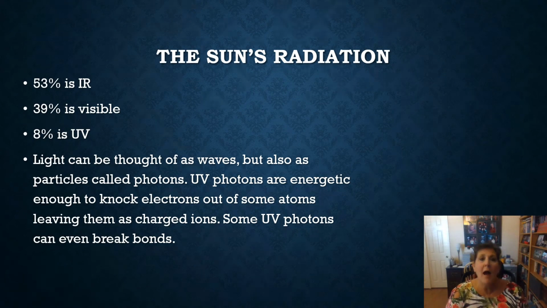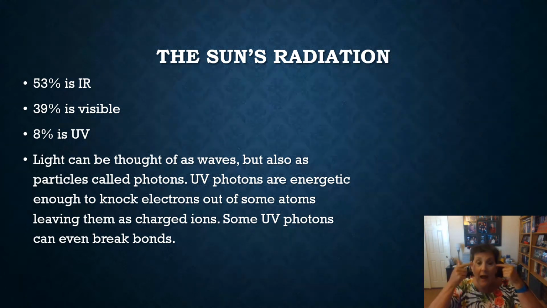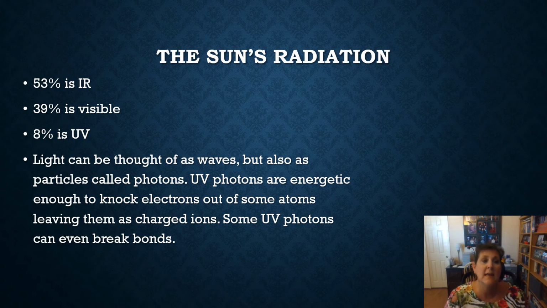So we're talking about radiation and waves and wavelengths, and now we're going to talk about the radiation from the sun. The sun gives us 53% infrared or heat waves. 39% is what a lot of people call light, which it's all light, but this is visible light, the kind that our eyes detect and we can see. And 8% is about UV, ultraviolet light.